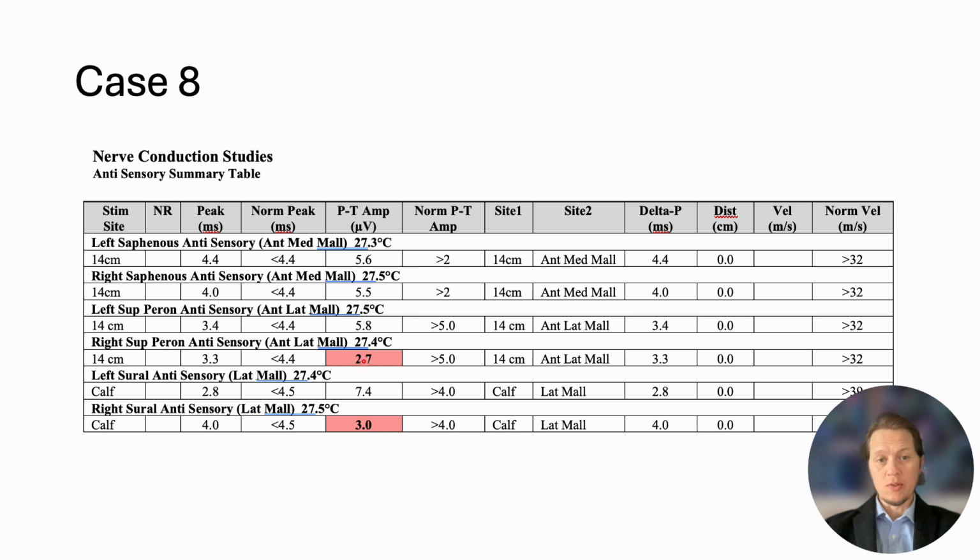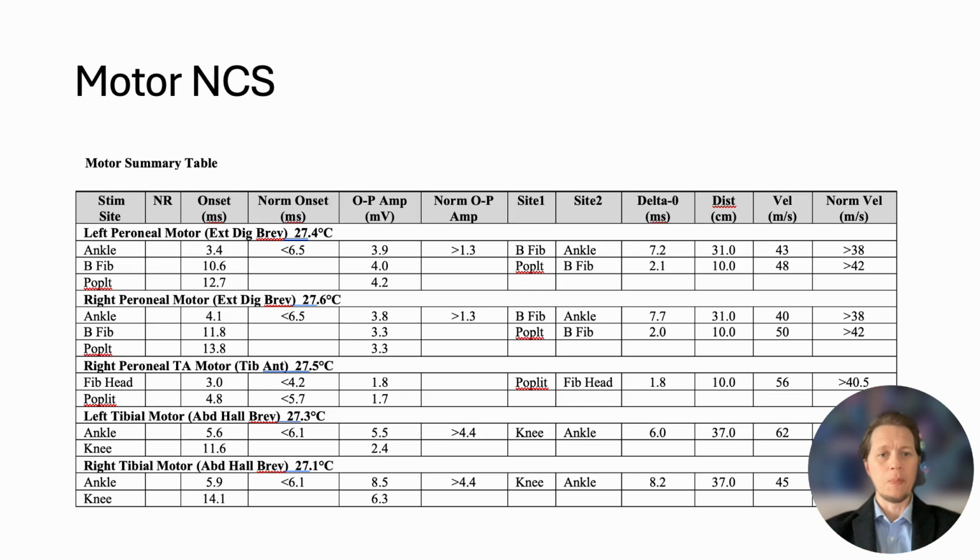We have some low values here. Low amplitude there, low amplitude there. Latencies are not too bad, although you could say the saphenous is kind of borderline, but I'd be pretty happy if I was even able to obtain a saphenous sensory. Sometimes you just cannot obtain them.